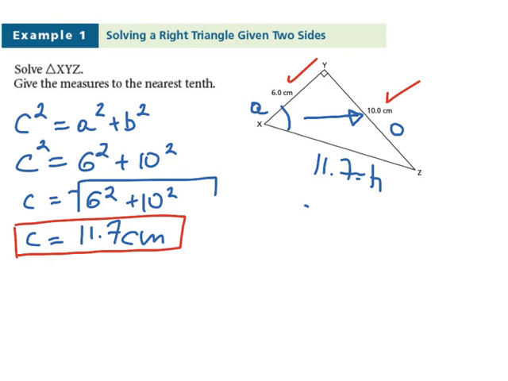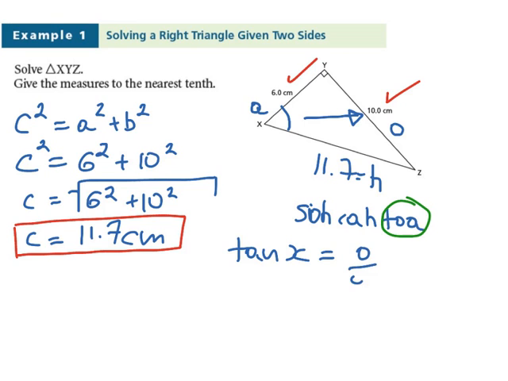Do not forget to write SOHCAHTOA, because this will let you know which trigonometric ratio you're going to use. And since we're using opposite and adjacent, we're going to use tan. So tan of this angle x is equal to opposite over adjacent. So tan of this angle x is 10 over 6.